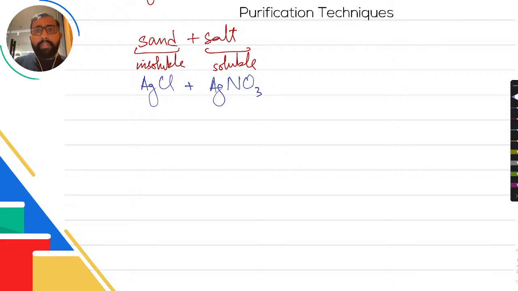If the examiner gives this to you, what you should think about is sand and salt, because to you, the only difference that they are showing right now is the difference in solubility. So the first step that we have is to exploit that difference. The difference is in solubility, right? So we dissolve them. So you add water. That's the first step. You add water.